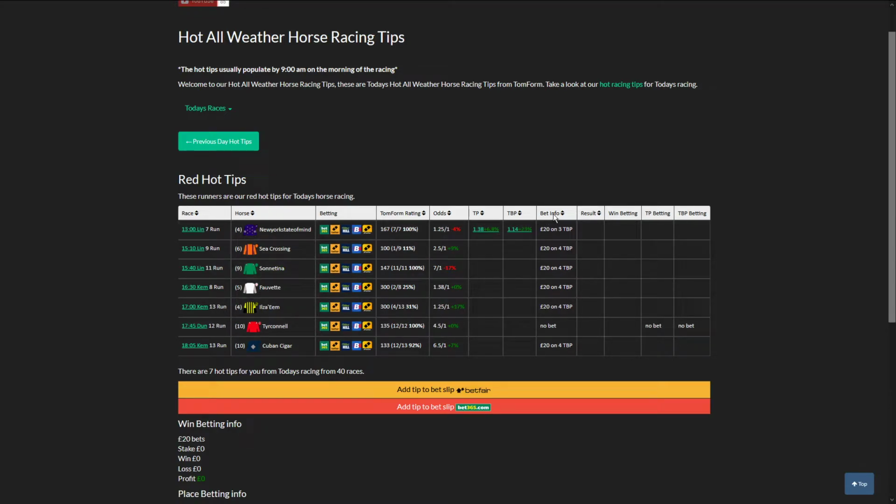But here it tells you the bet info. Put £20 on four to be placed. You can do that, or you can actually do it on the to be placed offering. So I'll show you an example. We'll go to the first race at Lingfield. It's tipping up New York State of Mind.